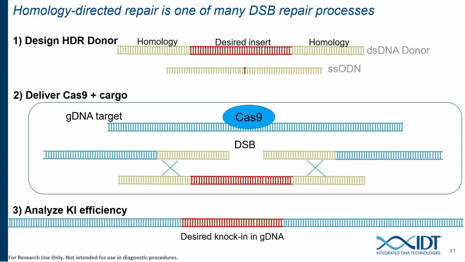The next step is to deliver Cas9 to create a double-strand break in the gene of interest and allow the HDR donor to homologously recombine and bring that insert into the genome. And then the last step is analysis, which can be done lots of different ways, obviously, like flow or sequencing. We tend to do a lot of sequencing with Illumina and Oxford Nanopore platforms.